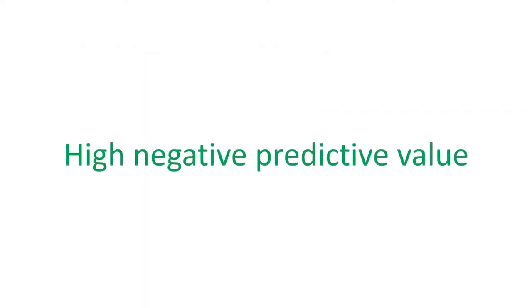CT triple rule-out can be done rapidly in potentially life-threatening cases of acute chest pain and has high negative predictive value. High negative predictive value means that if the test is negative, the probability of disease is remote.